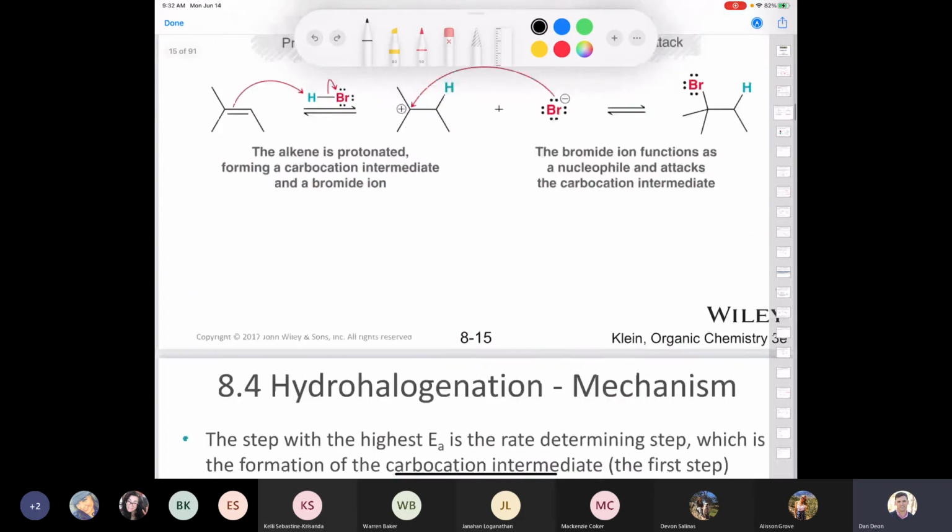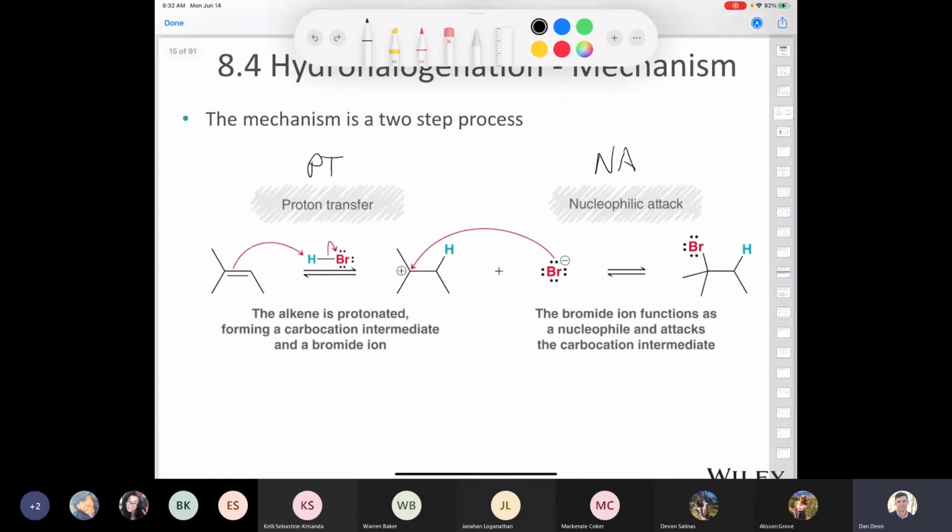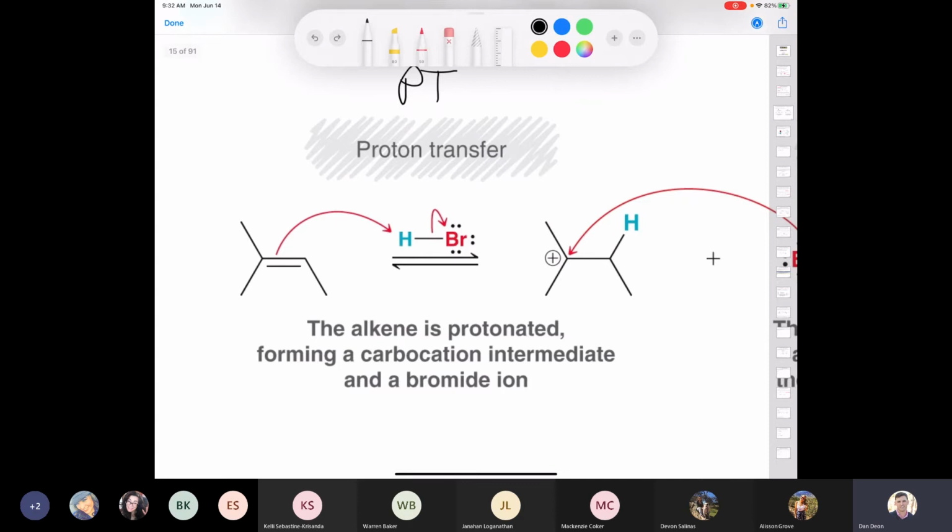Now, why do we only get one product? Why do we get the Markovnikov addition, right? If you examine this alkene, you see that this carbon has the hydrogen, and so it's the one that takes the hydrogen, and the other one forms a carbocation, like that.